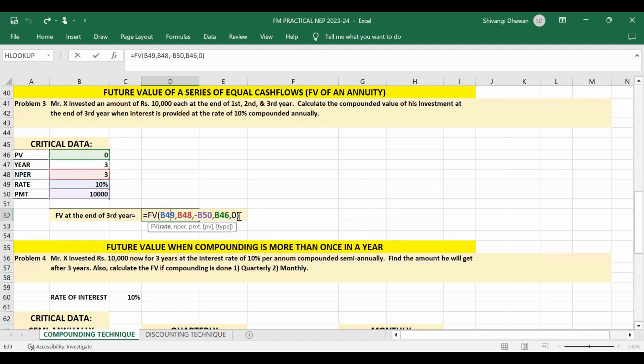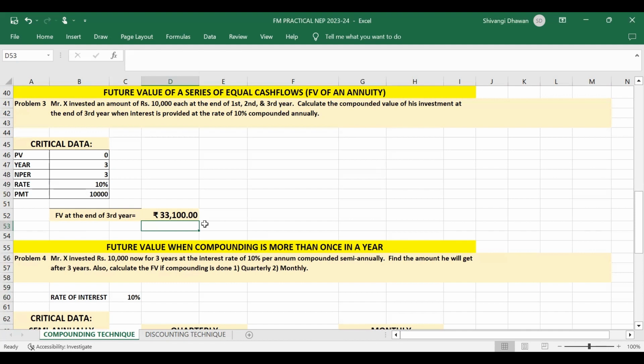We will enter and we will get 33,100 rupees as our future value. So this is how the built-in future value function helped us in getting the future value of this particular problem as rupees 33,100. Also, the only difference between ordinary annuity and annuity due is on the basis of the type, whether it's end or it is beginning.